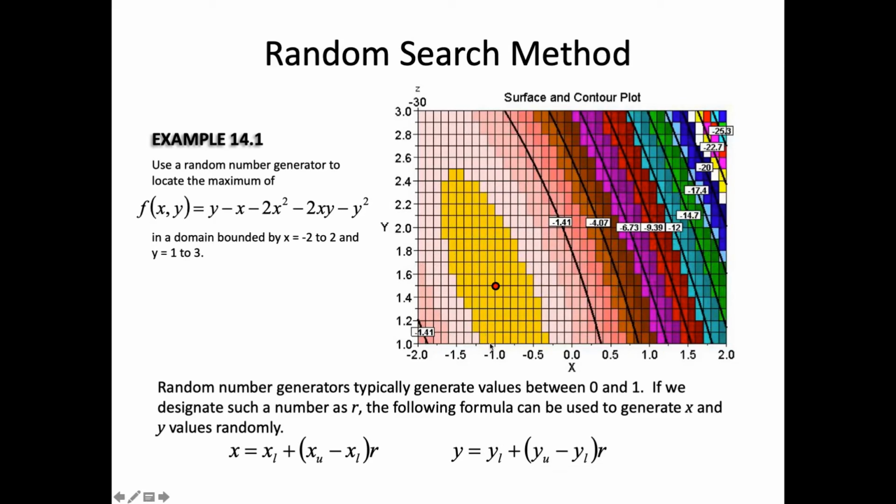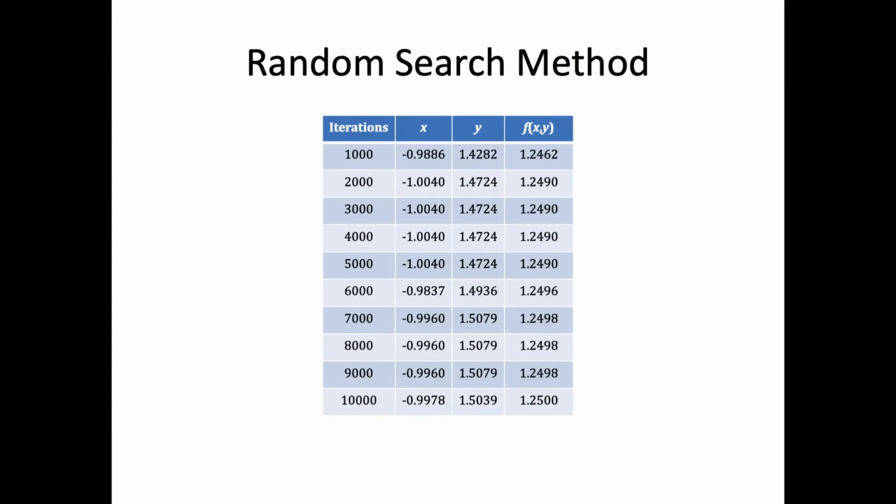In this example, the optimum value is shown here. x equals -1 and y equals +1.5. If we do the random search method, for 1000 iterations we get x equals -0.9886 and y equals 1.4282. And the function value is 1.2462.